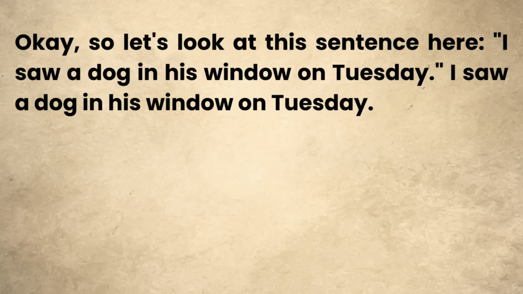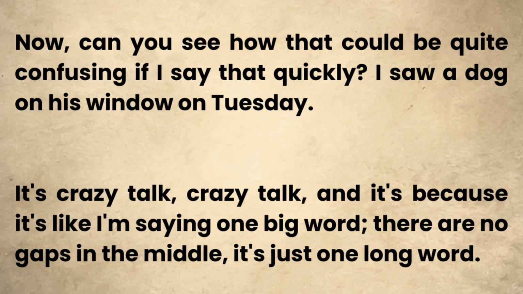Okay, so let's look at this sentence here. I saw a dog in his window on Tuesday. I saw a dog in his window on Tuesday. Now, can you see how that could be quite confusing if I say that quickly? I saw a dog on his window on Tuesday.